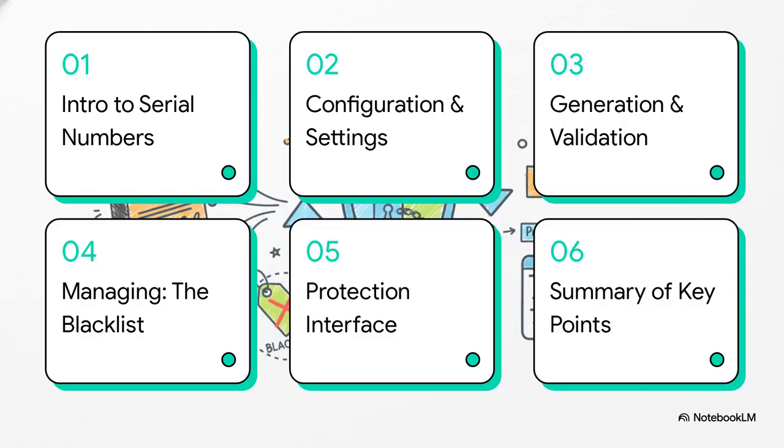So here's what we're going to cover. We'll kick things off with a quick intro to what serial numbers are all about. Then we'll get into the nitty-gritty: configuring them, generating them, and validating them. After that, we'll look at the blacklist for managing bad keys, peek at the protection interface for you developers, and then we'll wrap it all up with a quick summary.